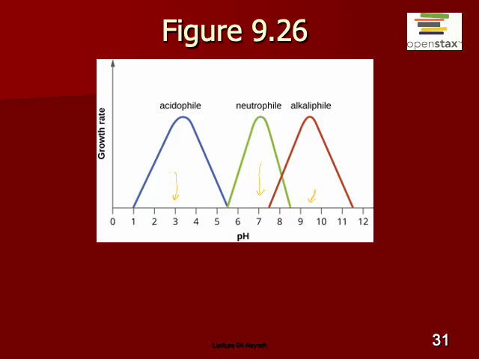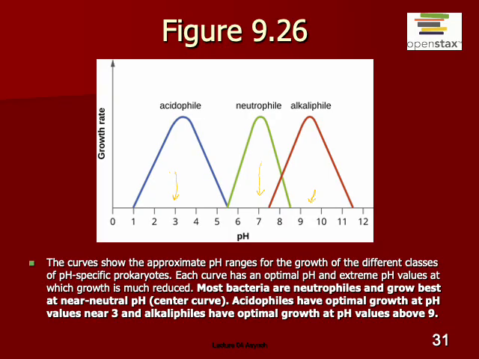There are some foods that are made with these alkalophiles, and basically they have a kind of weird taste because they're making base. They're growing in a basic solution. So it's kind of a weird thing, some of these foods. All right, now again, most bacteria are neutrophiles. They grow best around neutral pH. Acidophiles have optimal growth around 3, alkalophiles around 9. Okay.